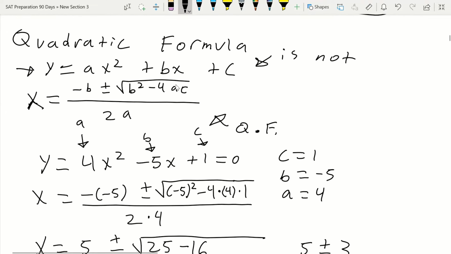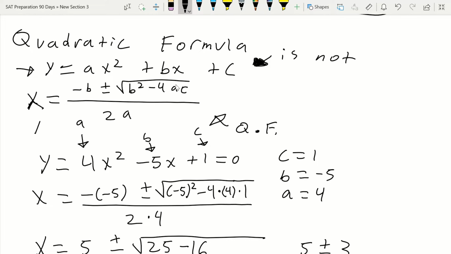Next, we've got our quadratic formula. All right, so our quadratic formula is y is equal to ax squared plus bx plus c, right? That's not our quadratic formula. I'm sorry, I misspoke right there. That's the formula of a parabola. So our formula for a parabola is y is equal to ax squared plus bx plus c.